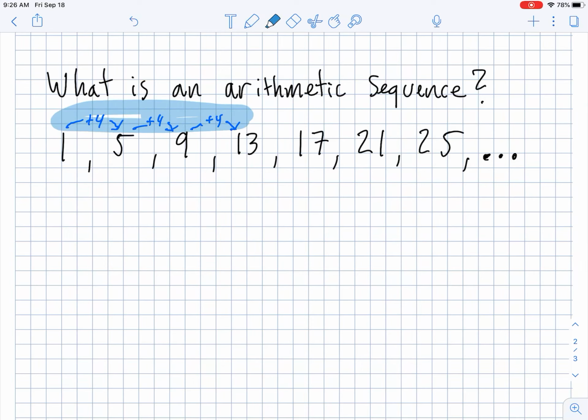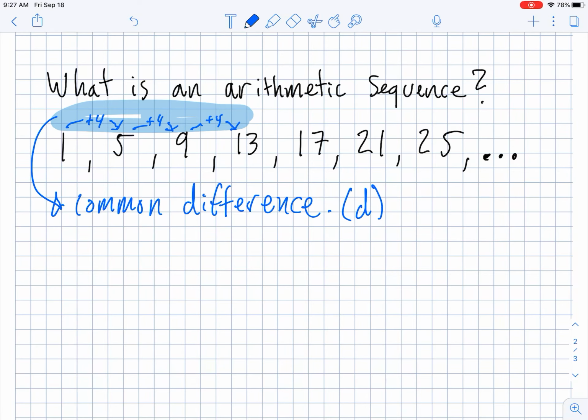This number here is known as the common difference. Whoop, that's not how you spell common. Common difference. Or sometimes they use the lowercase d for that, but I'm not sure where this curriculum is going to head, so I'm just going to leave it at that.